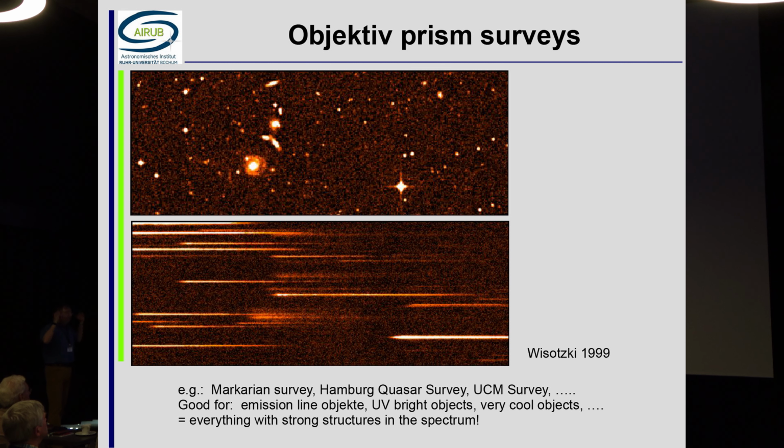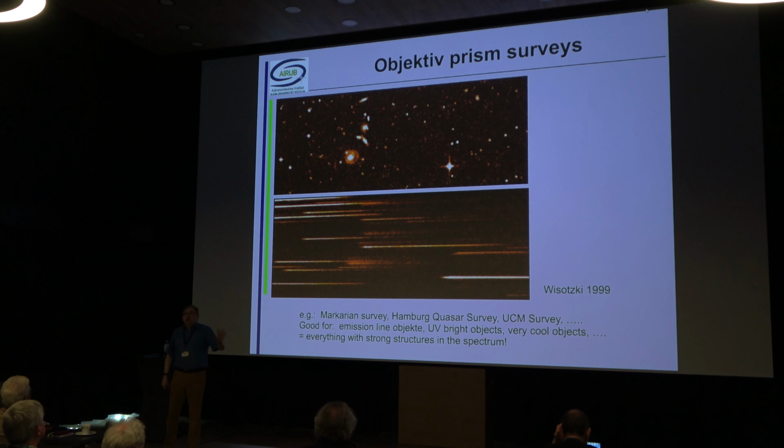Typical implementations were, for example, the Macarian survey, the Hamburg Quasar survey, and the UCM emission line surveys. This is good for emission line objects, UV bright objects, very cool objects, so everything where you have a strong structure in your spectrum. And the big advantage is you get a lot of objects in one shot.